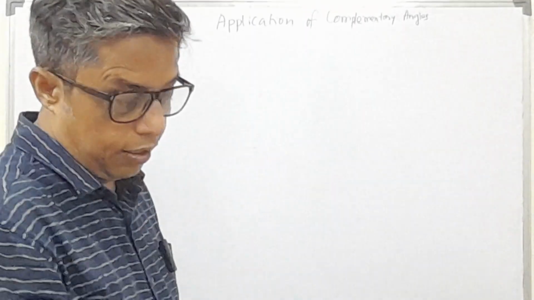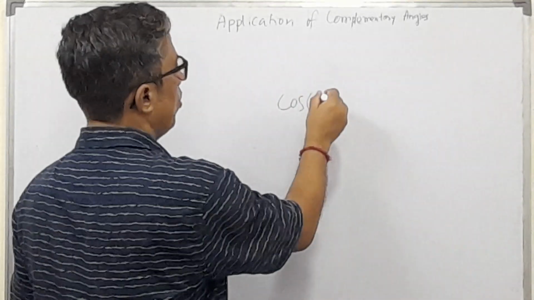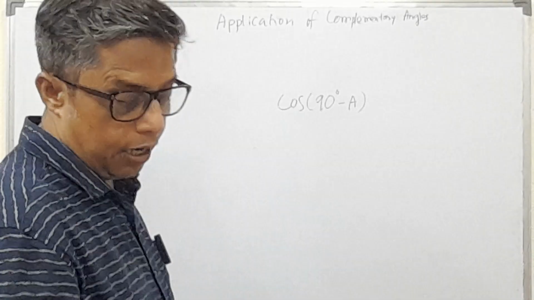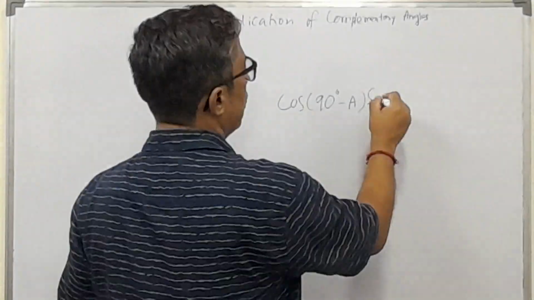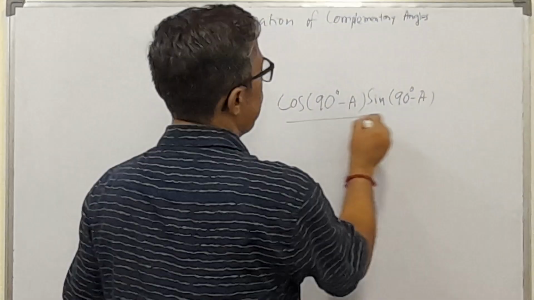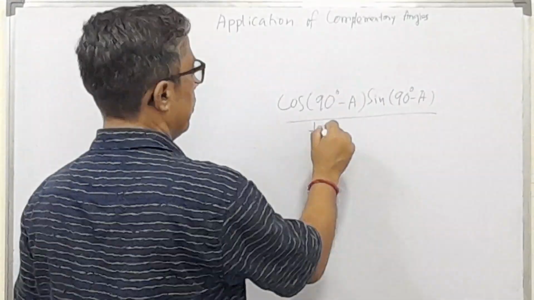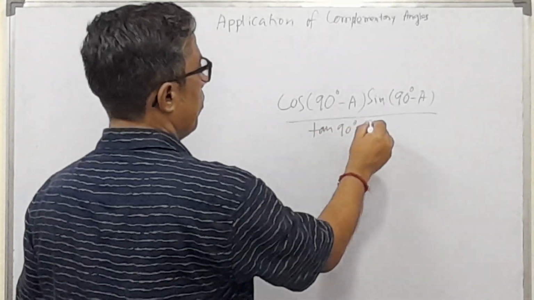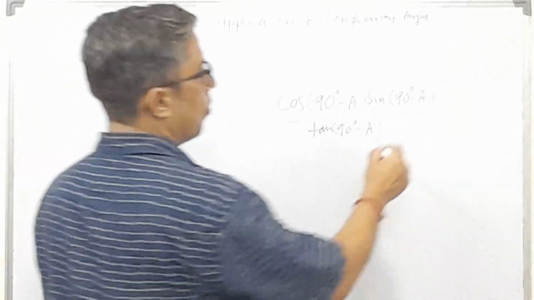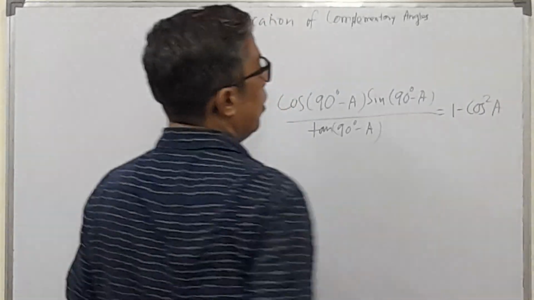Next is cos of 90 degree minus A multiplied by sine of 90 degree minus A, divided by tan of 90 degree minus A. We have to prove this is equal to 1 minus cos square A.